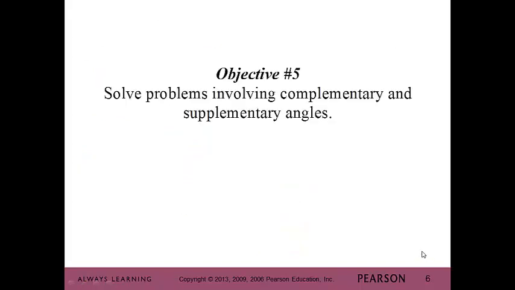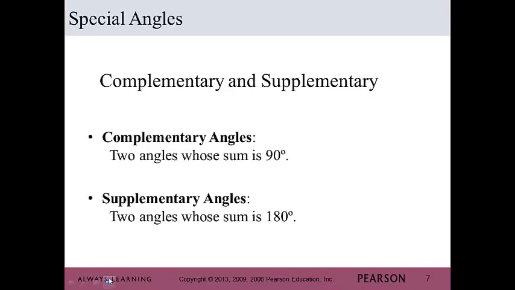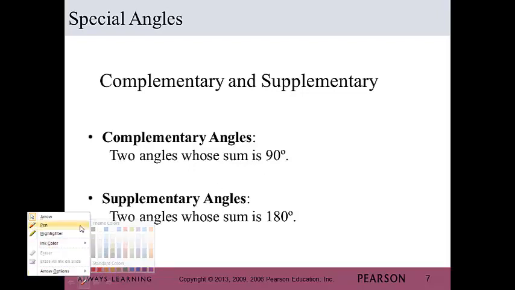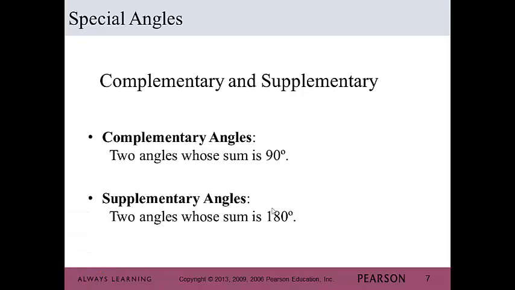So now objective 5, we're going to be solving problems involving angles that are complements and supplements. Angles that are complements means if you add them up, their sum will equal 90. And angles that are supplements, if you add them up, their sum will equal 180. So complementary is 90 degrees and supplementary is 180 degrees, the sums.